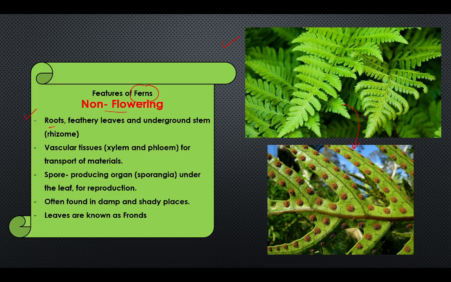Usually they have roots, feathery leaves, and underground stems, which are usually called rhizomes. They have vascular tissues, xylem and phloem, which are used for transport of material, but they reproduce by using spores. Spores are produced in sporangia. Sporangia are basically bags of spores. They are present under the leaf for reproduction. Often they are found in damp and shady places, and their leaves are also called fronds.